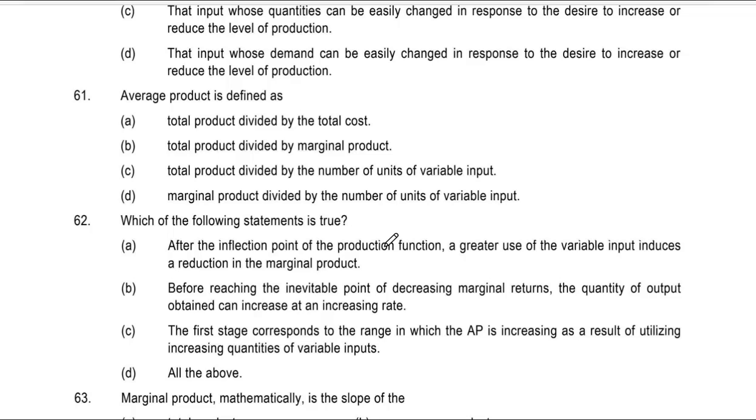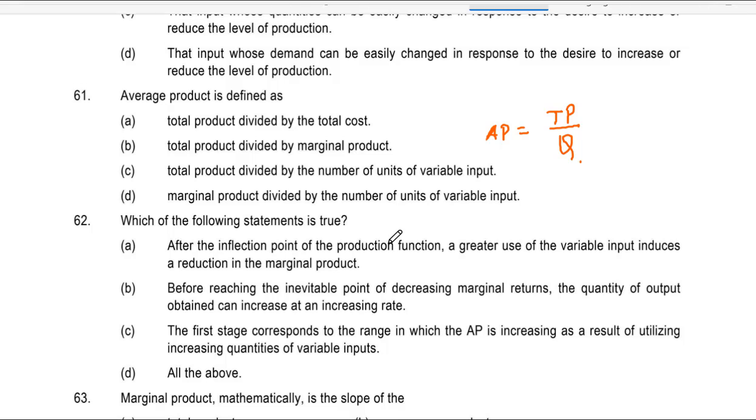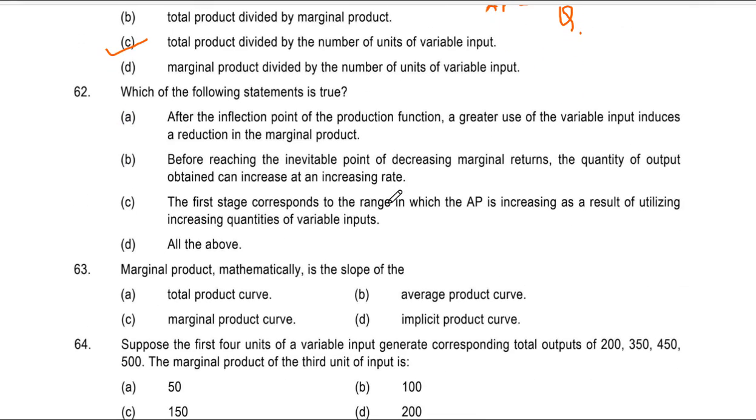The average product is defined as A, total product divided by total cost. No. Total product divided by marginal cost. No. Total product divided by the number of units of variable cost. Yes. And D, the marginal product divided by the number of units of variable cost. My dear students, average product equals total product divided by the number of units of variable inputs. So we can say that 61, the answer is C. 61C. Let's see question number 62.